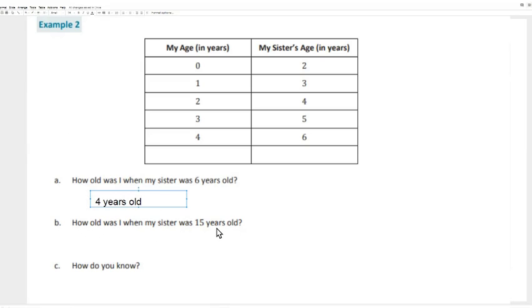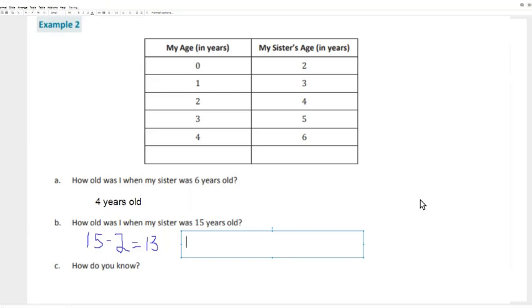How old was I when my sister was 15? Well, it's not here, but how could we determine it? If my sister was 6 and I was 4, what did I do to get my age from my sister's age? I subtracted 2. If we're going the opposite way, remember we're doing the opposite operation. So I would subtract 2, and that means I would be 13. Let's grab a text box and say, my sister's 15 years old, I would be 13 years old.